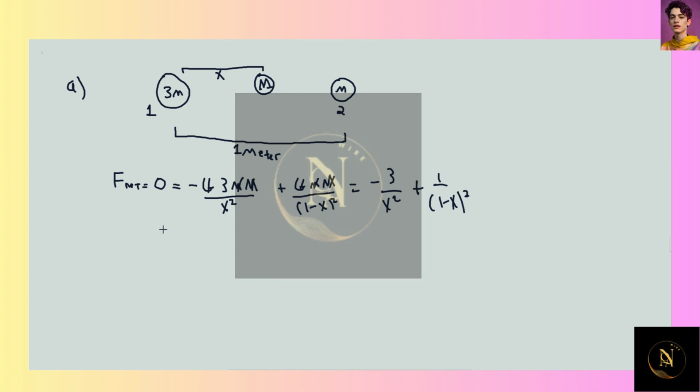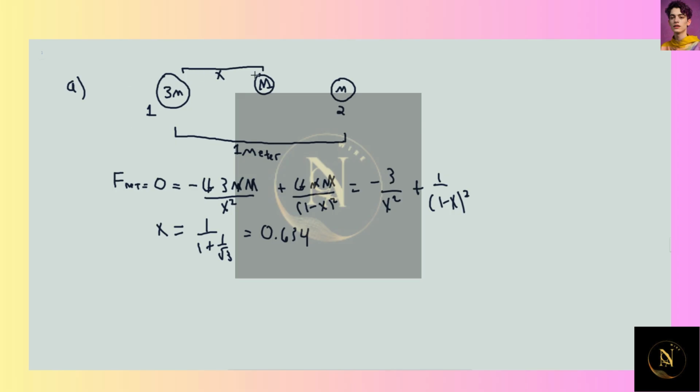Our only unknown is x, and so we can solve for that, and we should get that x equals 1 over 1 plus 1 over root 3, and that should come out to be 0.634. There's actually going to be two solutions to the equation for x here when we solve it. One of them will be negative, and we need to discard that solution.